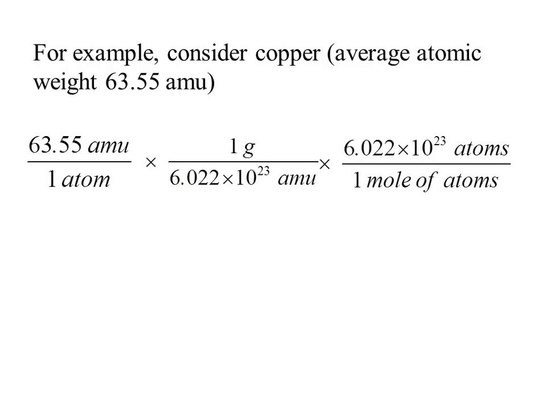So I could introduce a third term here to try to get moles in the denominator, which I do. We said that for any substance, including copper, if you want one mole of copper atoms, you would have to have 6.022 times 10 to the 23rd copper atoms. Now the beauty of this is, if we're letting things cancel, our AMUs have canceled, our units of atoms have canceled, and we're left with units of grams per mole for copper. Can you see how my Avogadro's number is going to cancel?